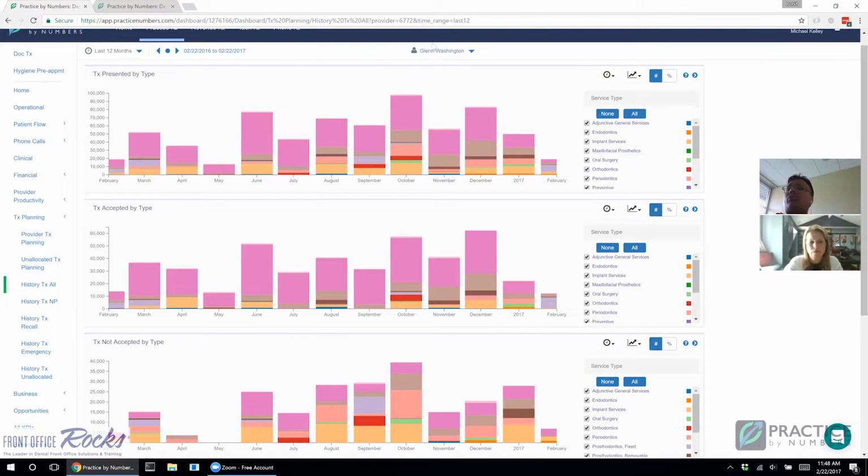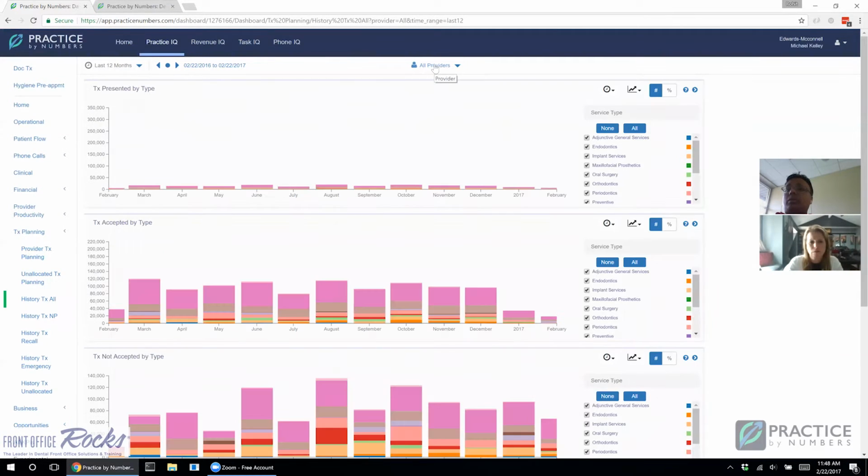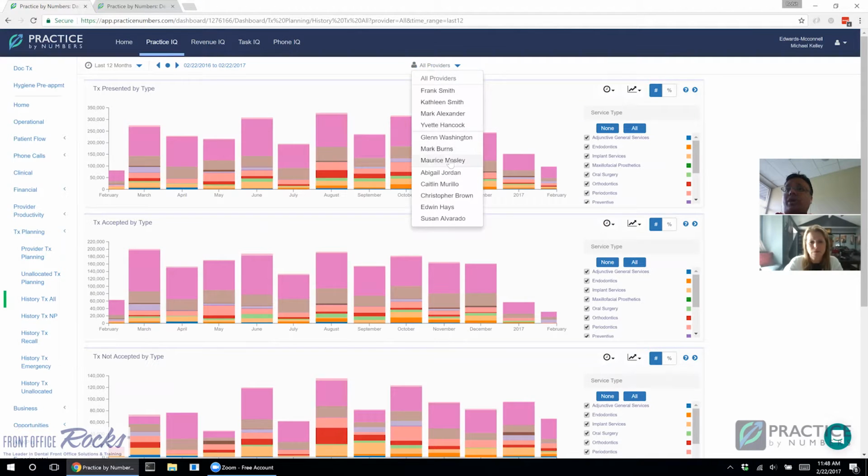And you can look at it for the whole office. So I can look at it for all providers, or I can drill down to a different level and look at a different provider, for example.